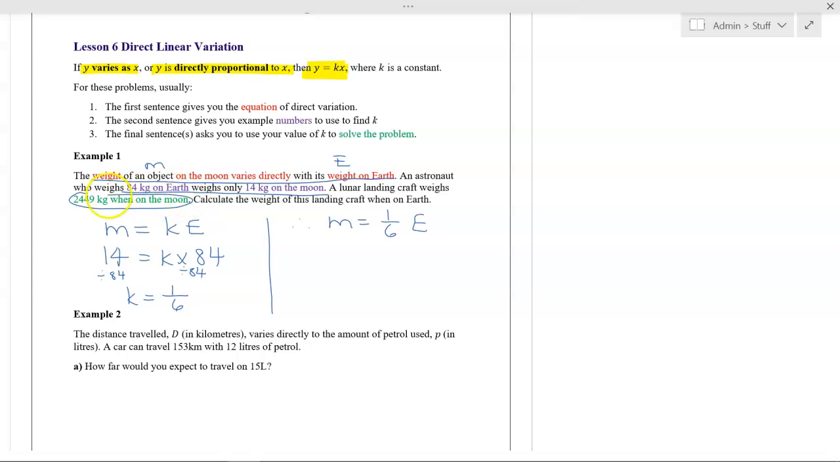In this case, I want to know if something's 24.49 on the moon, so I'll replace m with 24.49. What is it on Earth? I have an equation to solve. I'm going to times both sides by 6, and I have my answer. And it's quite big, actually. Don't forget to put units on your answer. It will be kilograms.